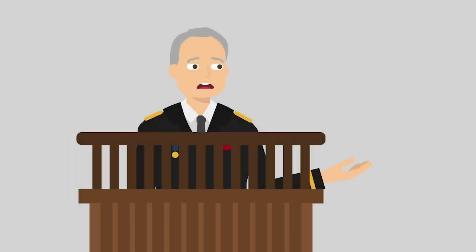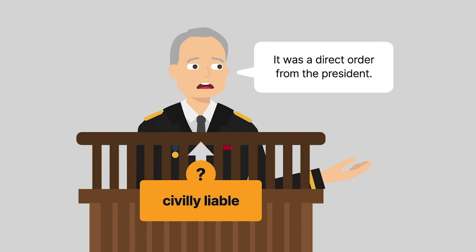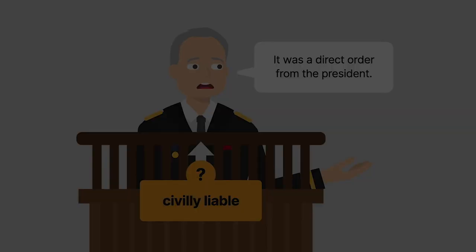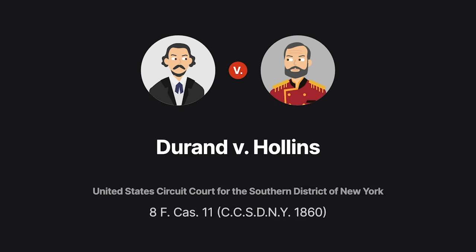If the president orders a military operation, can an officer who carried out the order be held civilly liable for the resulting damage? The answer to this question goes to the heart of the president's executive power, as we discover in the case of Durand versus Hollins.